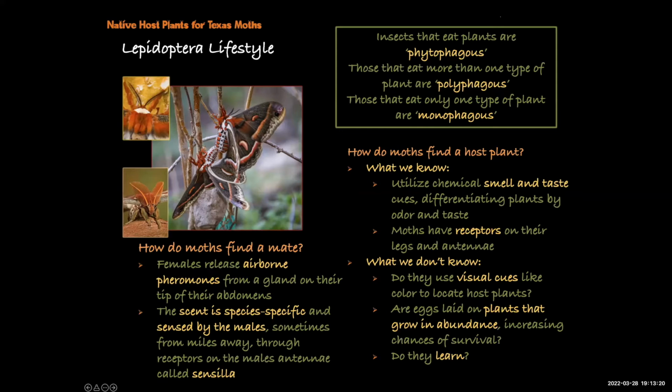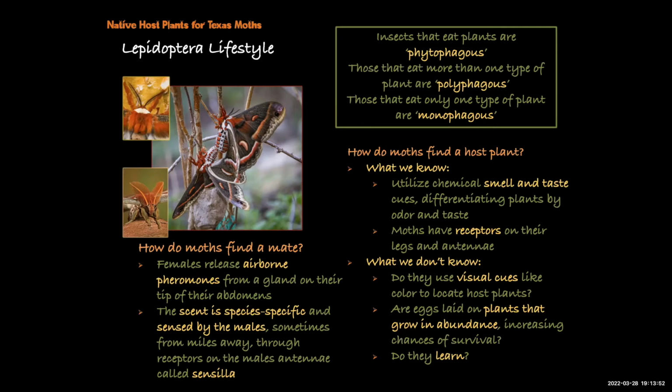It's important to note that insects that eat plants, and there are many besides moths and butterflies, are called phytophagous. And those that eat more than one type of plant are called polyphagous. Those that eat only one type of plant are called monophagous. So for example, the gray hair streak butterfly is polyphagous. It eats many different kinds of plants. On the other hand, a monarch butterfly is monophagous because it only eats milkweeds.